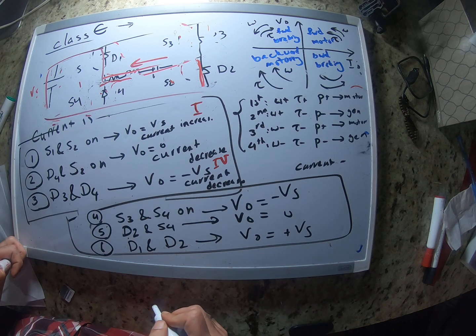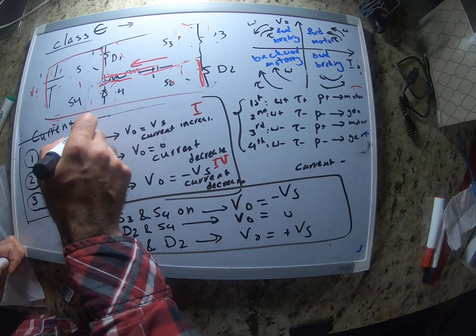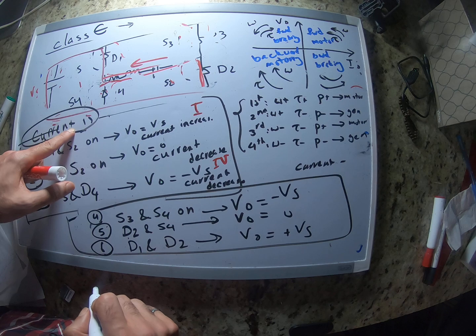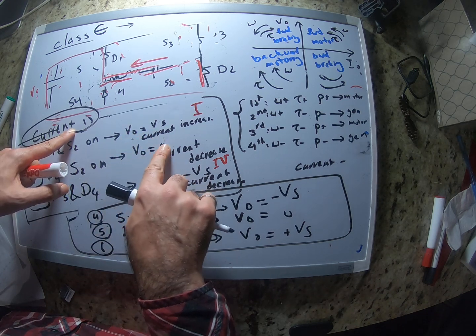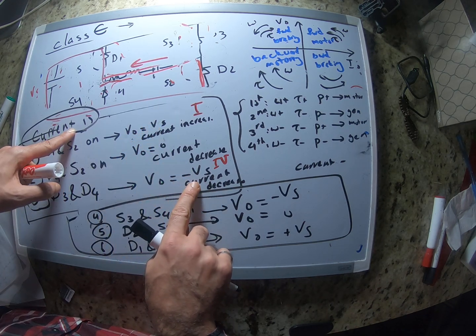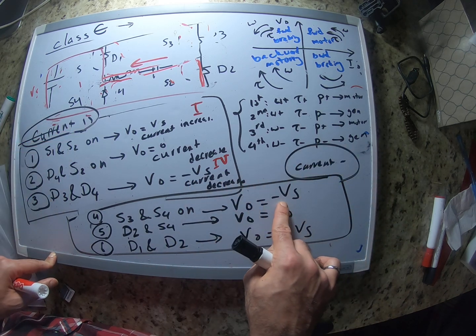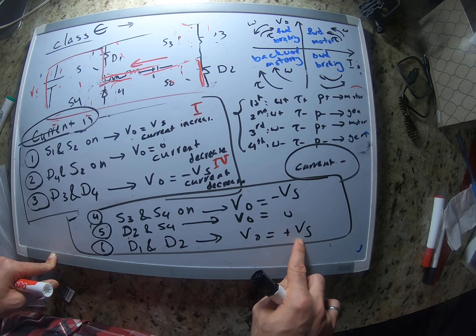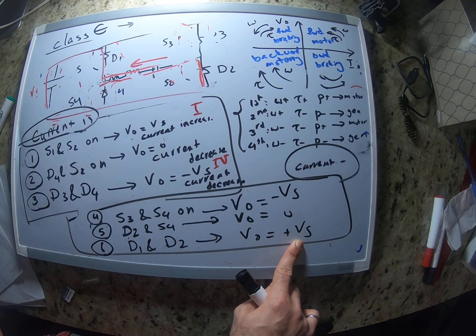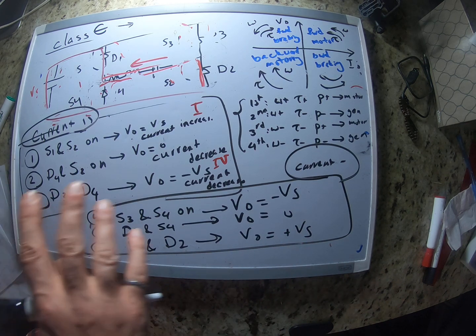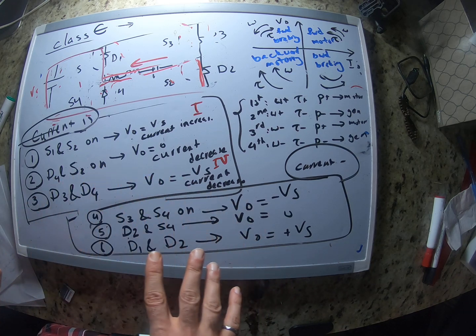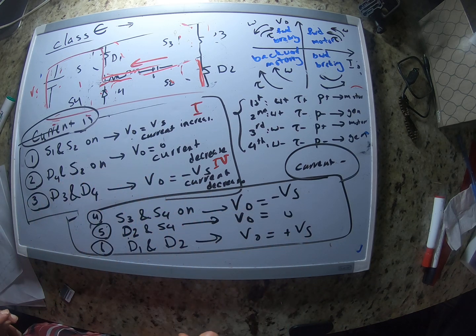positive Vs. So we see that for both cases, when current is positive, VO can be either 0, Vs, or negative Vs. When current is negative, VO can be negative Vs, 0, or Vs. So there are many different cases that we discussed here.